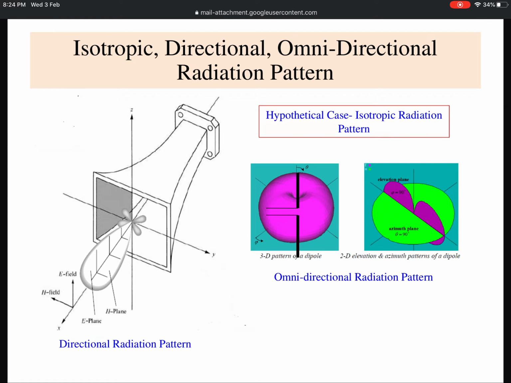And the isotropic radiation pattern is the pattern where the antenna is radiating equally well in all directions. This is a hypothetical case, since nobody can make an antenna which radiates isotropically, that means equally the same in all directions. Generally, these are the three major kinds of classification of radiation pattern that we are familiar with. Any antenna, if it radiates, can be classified and belongs to one of these three.